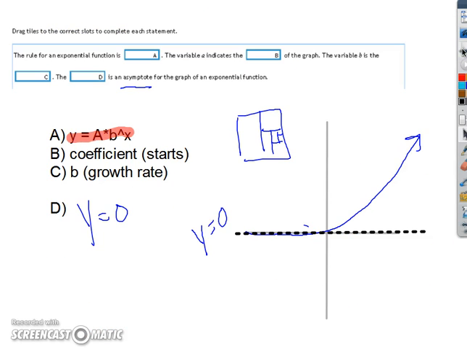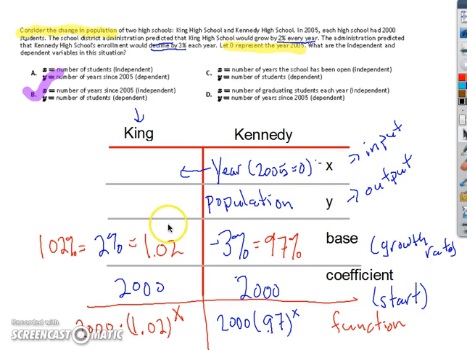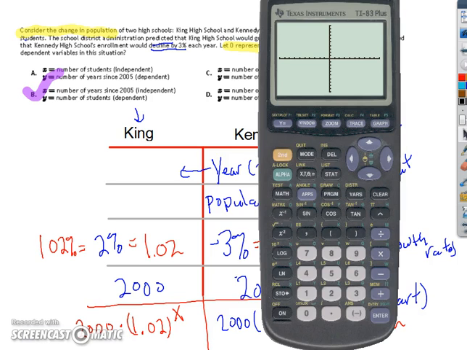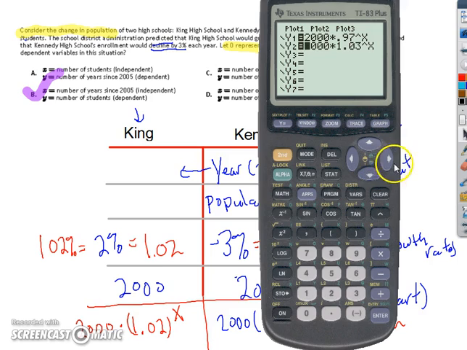Just really quickly, go back to compare these two again. King High School, the input was the year, starting with 0 for 2005, and you output the population. King is growing by 2% every year, and it's starting at 2,000 students, and so the function was 2,000 times 1.02 raised to the x. And that's the function that I put in here incorrectly. It was only 2% that it was growing by.